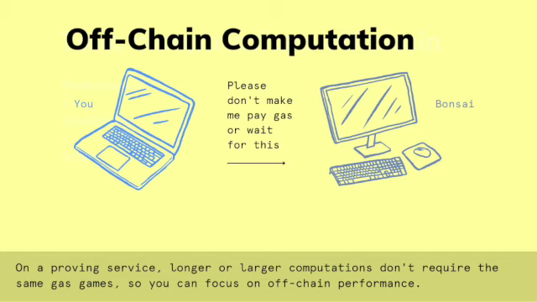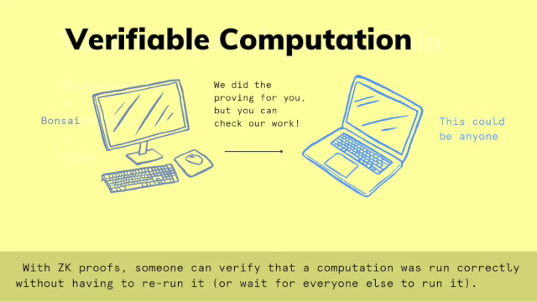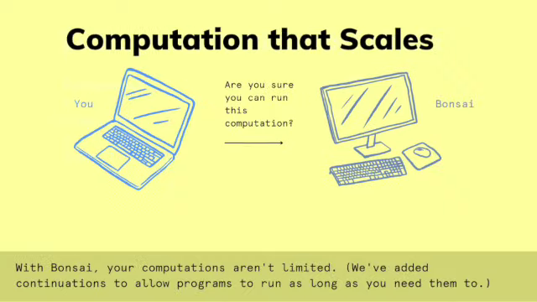But because this is ZK, after we take care of the off-chain computation, we're going to give you some results that anybody can easily validate without having to run the computation themselves. And because it's zero knowledge, you also don't need to know exactly what inputs were processed and what code paths were taken to trust the computation.